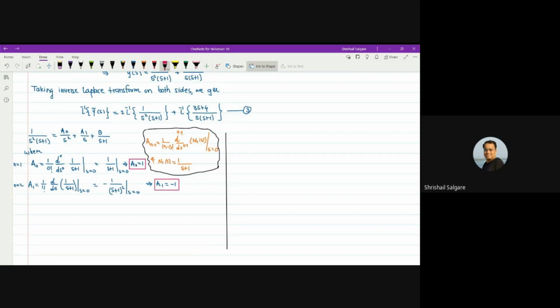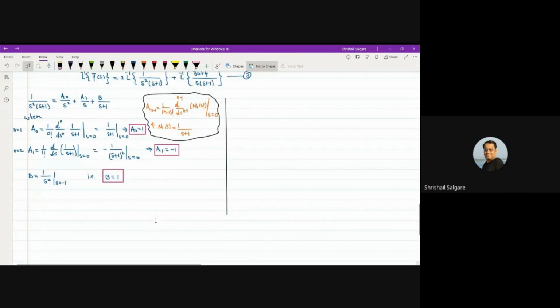It becomes minus 1. And next, for B, it is linear and non-repeated, which is 1 upon s square, and the value of this function at s equal to minus 1. Am I right? That is, the value of B is 1. Check the calculations.